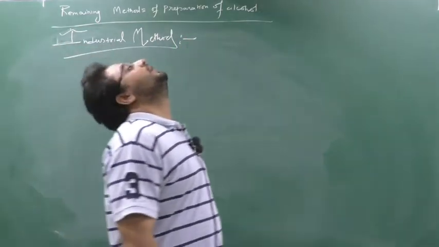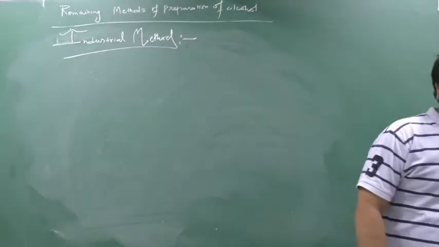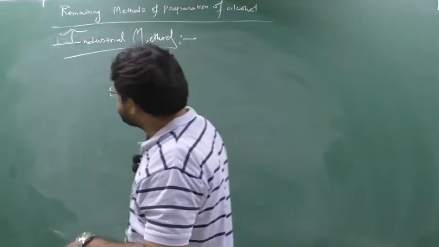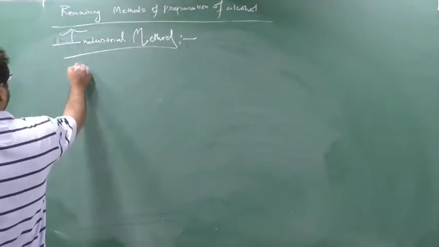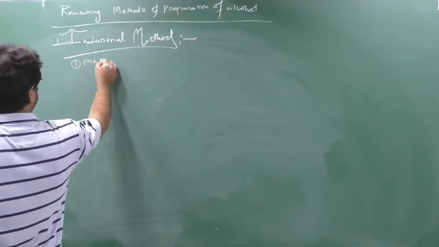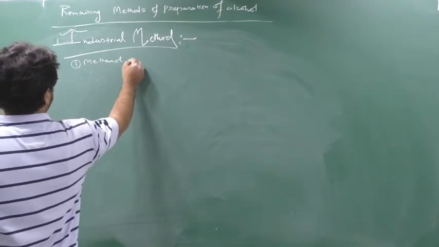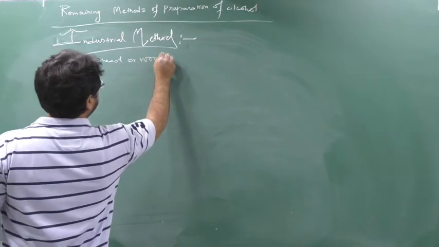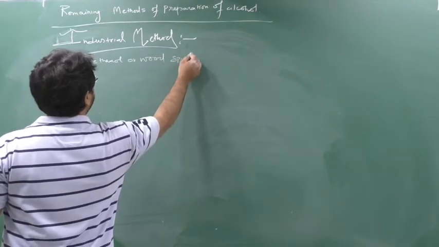Next, I will go to the industrial method of alcohol. So in the industrial method of alcohol, what will happen? First we will see methanol. Methanol is also known as wood spirit. How to obtain it?